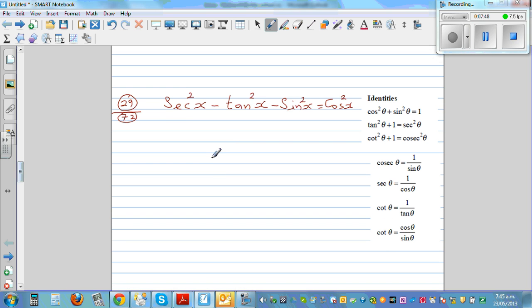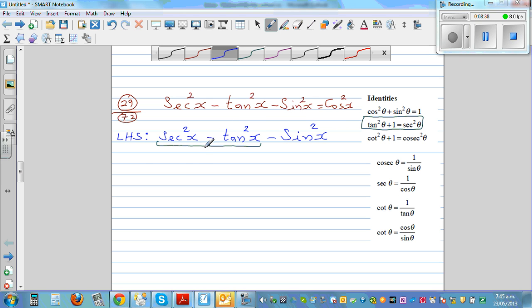How can we do this? So this is sec squared x minus tan squared x minus sine squared x is equal to cos squared x. Let me write the left hand side again. It's always good habit to write the left hand side and stop and think. So this is sec squared x minus tan squared x minus sine squared x. I want you to look at the identity where you can get sec squared minus tan squared. Can you see sec squared minus tan squared from the identity? Sec squared minus tan squared is 1. So I'm going to write 1 in place of this. So this is equal to 1 minus sine squared x.